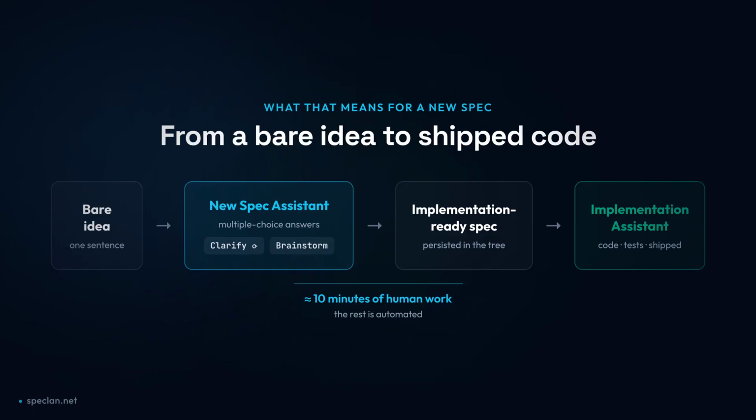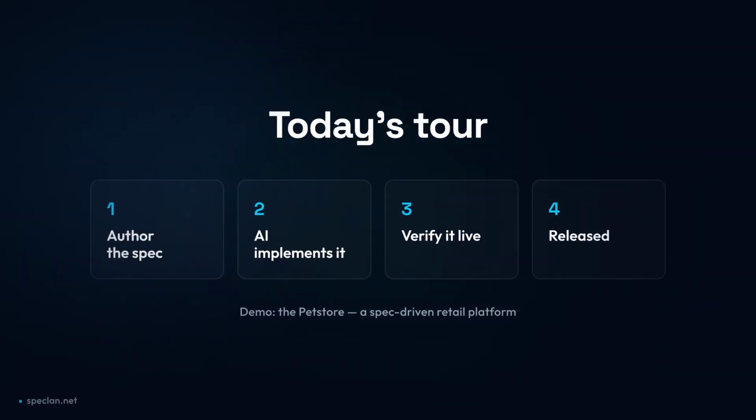SPECLAN's new Spec Assistant takes the bare one-line idea, fits it into the specifications the project already has, and walks it from vague wish to precise specification, entirely by answering multiple-choice questions. About 10 minutes of that, and the spec is implementation ready. The rest, the code, the database migration, the tests, is the implementation assistant's job.